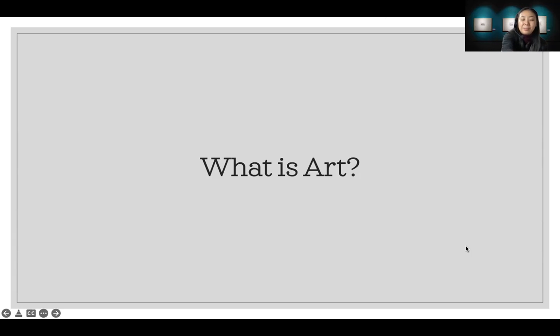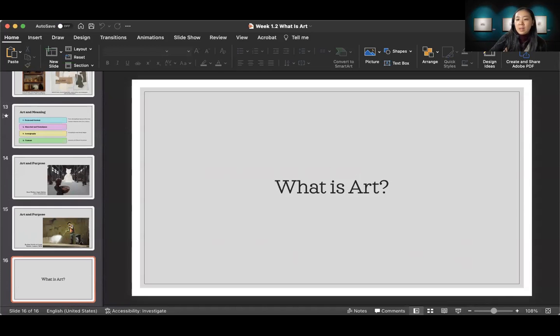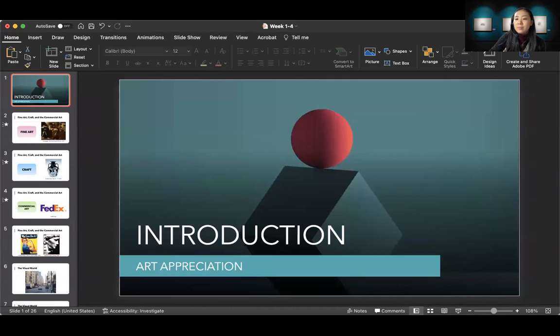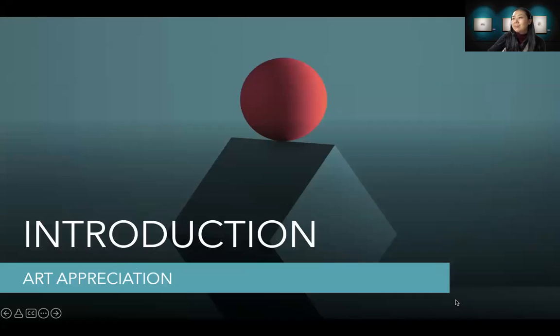Very nice. So that was the orientation of this course, and now we're going to move on to the main part, the introduction of art. This is the first chapter you have to read over this weekend before you post to your discussion.